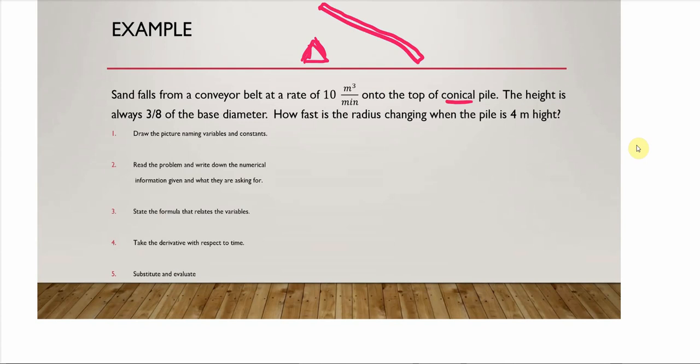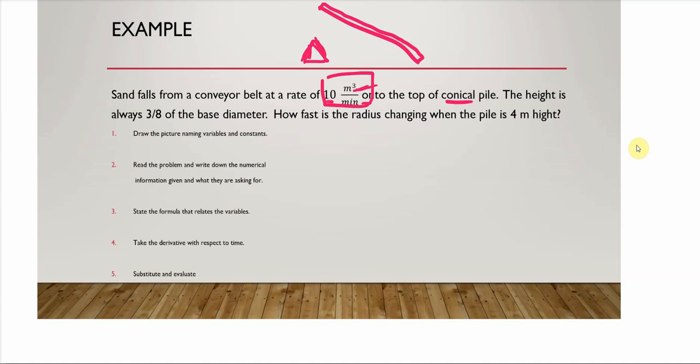And look what it says here. It's going to be 10 cubic meters per minute. So right here, I know what this is. The top part is telling me meters cubed. It's a volume over time. So that's going to be a dV over dt.